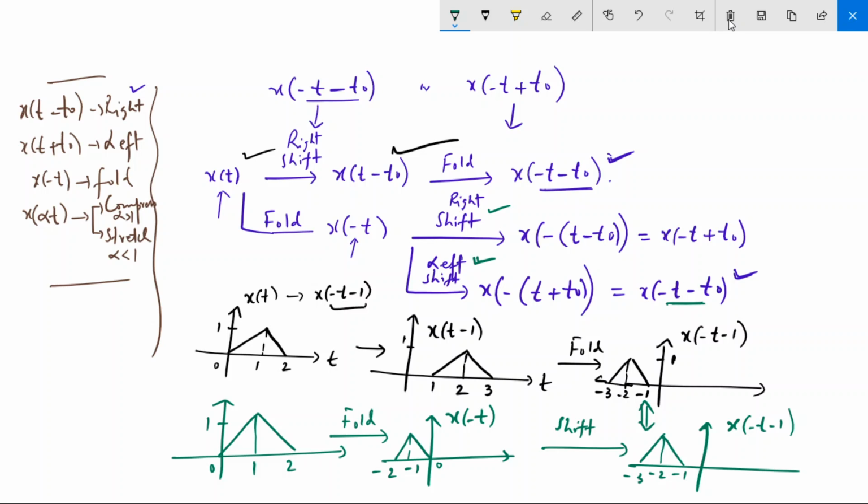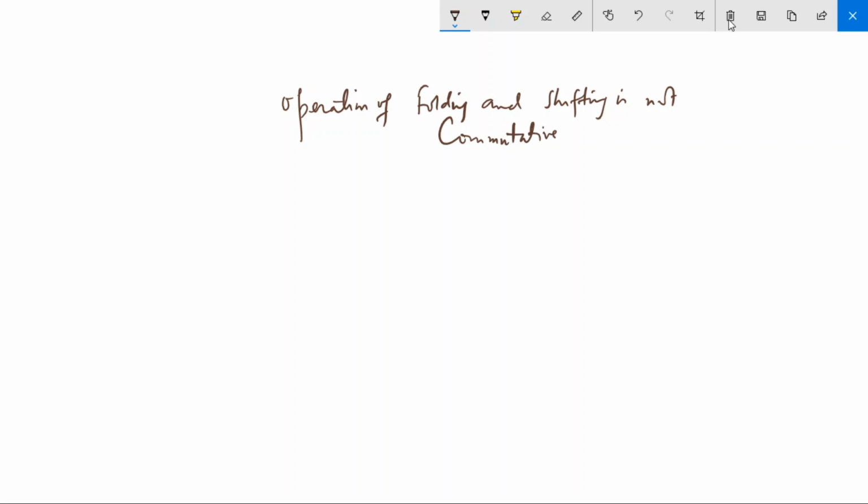Okay, so from this you can have an important conclusion that the operations of folding and shifting are not commutative. Okay, it means if you first fold it and then shift, and in the other case you shift then fold, these two signals will not be the same.